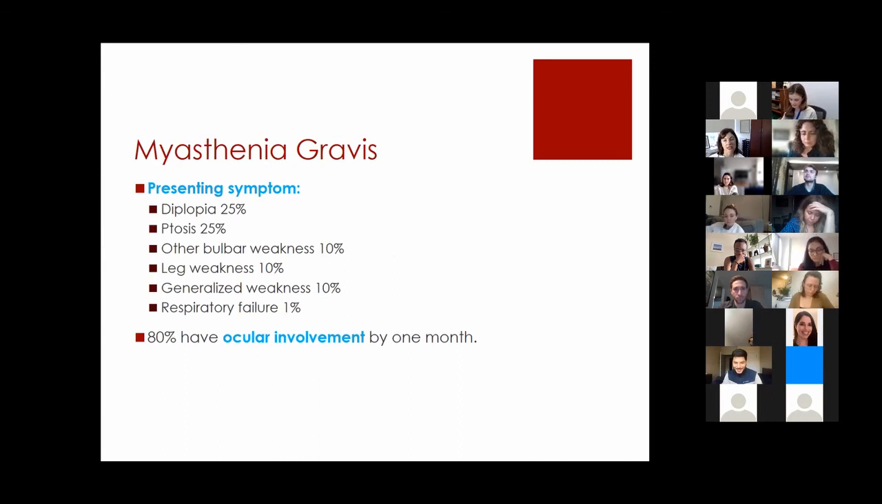For many patients, the presentation is ocular. So they have weakness of their eyelids, essentially. They may have extraocular movement weakness. So they may have double vision, especially if they're trying to look in one direction for a while. They may have ptosis, other bulbar weakness perhaps, and then sometimes other generalized weakness. Respiratory failure as a presenting symptom is, again, very, very uncommon.